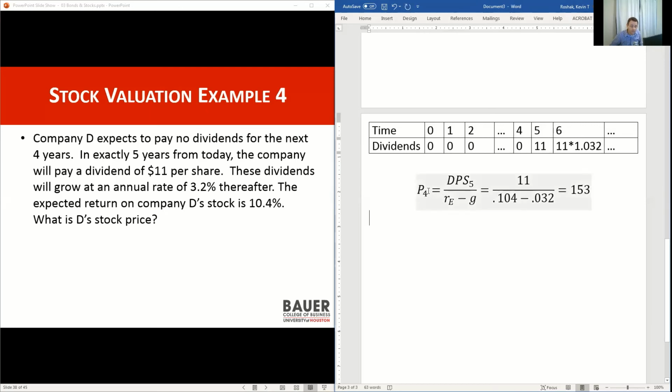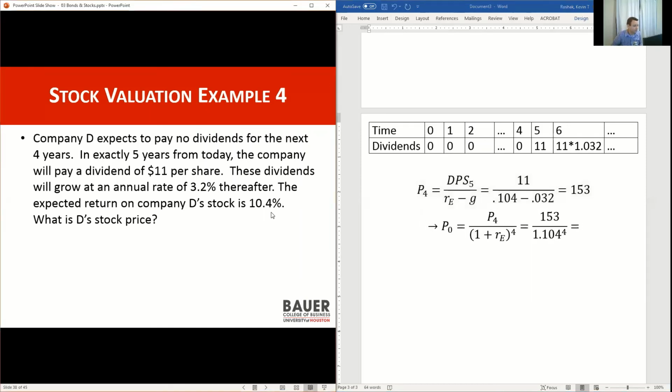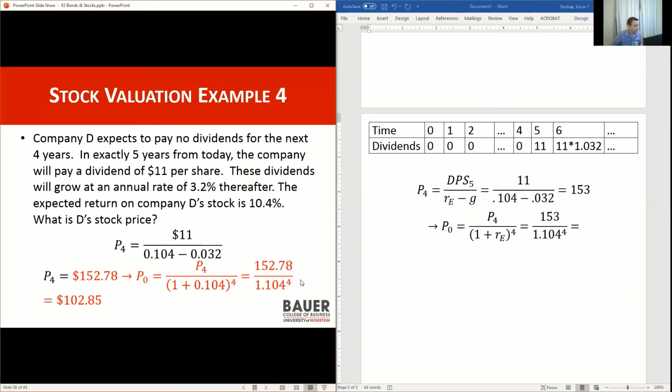So all we need to do is discount this valuation that's sitting at time 4. We just need to bring that back to time 0. We need to bring that back to the present. Okay, so that's going to give us the present value. The stock today is where the stock will be at time 4, discounted by 1 plus R to the 4th. Okay, so we have this 153 valuation. It's just 4 years out though, so we need to bring it back to today. And if you do that, you get about $103.